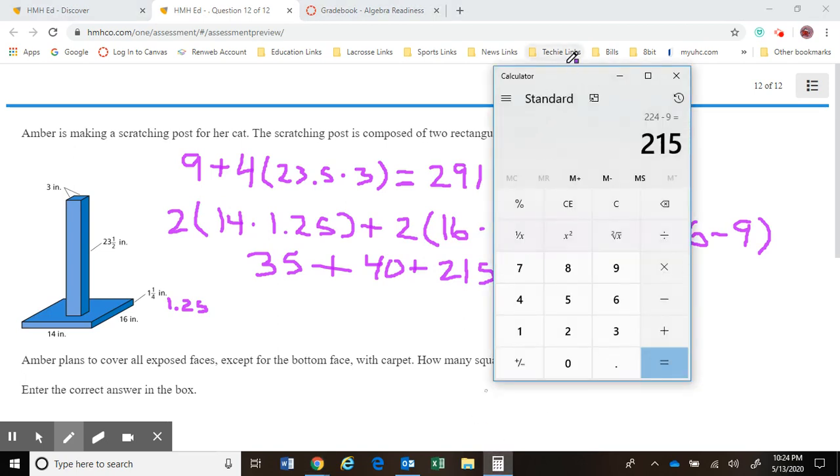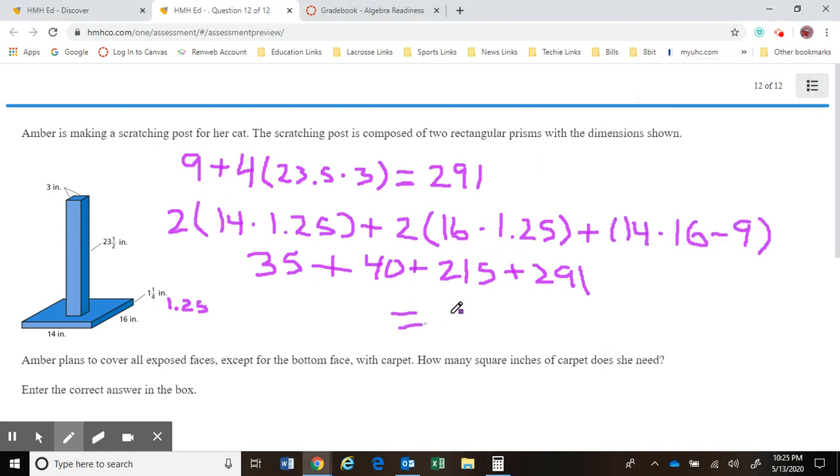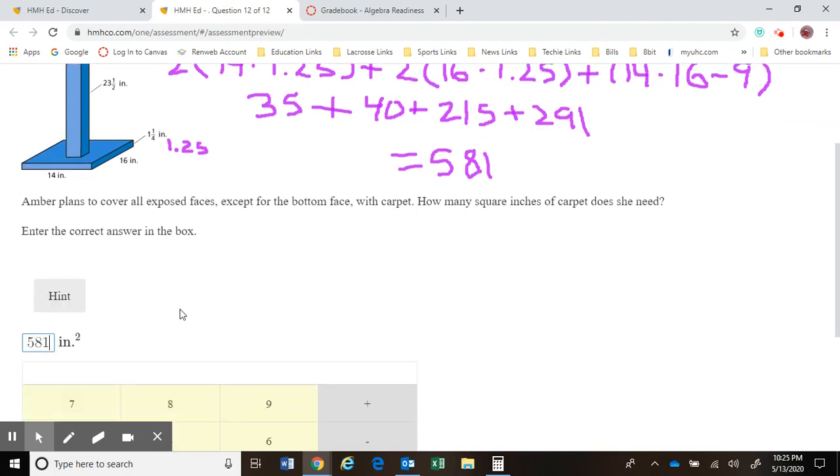It's a pretty involved problem, as you can see. So 35 plus 40 plus 215 plus 291 equals 581 square feet. And that, my friends, is all she wrote. Okay, you are now ready to take your test.